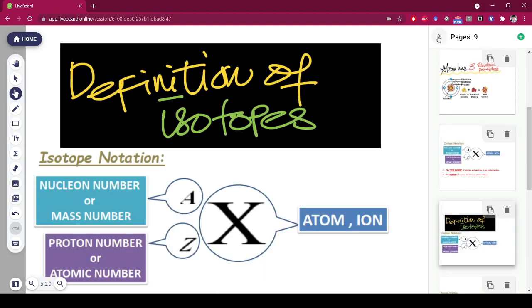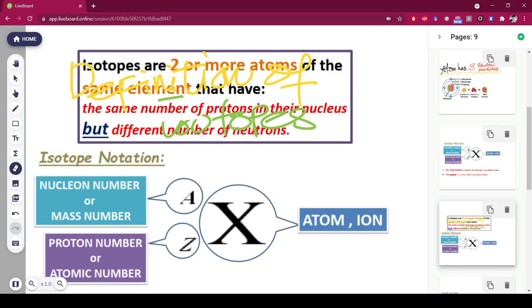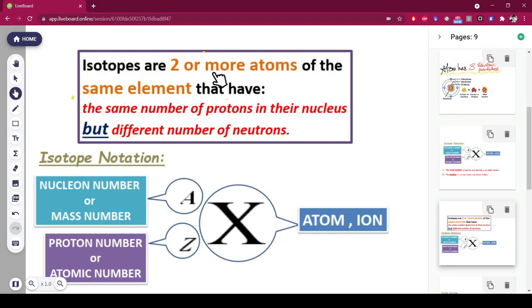When you look at the isotope itself, what does isotope mean? That is the most important thing you need to think about. The definition we have is this, and you can use it. This is one of the most common definitions for isotopes. Isotopes are two or more atoms of the same element. You need to have two or more atoms, and you need to mention the same element, and they have the same number of protons in the nucleus but a different number of neutrons. That is the definition of isotopes.